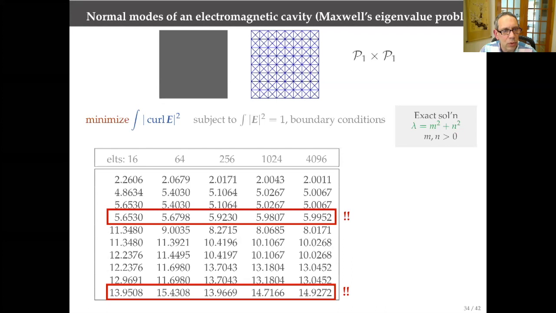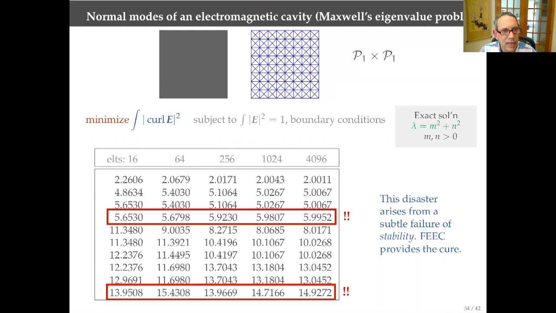The next ones are correct, and then the last one is 15, which again is a totally spurious eigenvalue. So this is a true disaster for computation, because if you're designing a device on the basis of this, and you see these numbers nicely settling down, you probably think it's correct, but it's not. In this case, the problem is the method is unstable. It's hard to see why, but it is unstable. That's something that FEEC explains.